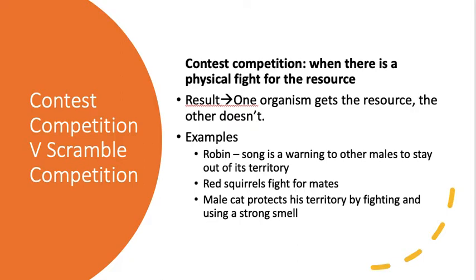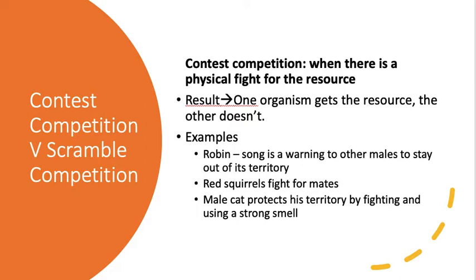Now that brings us to another two terms that come up under the heading of competition. So far we've had our intraspecific, meaning within a species, and interspecific, meaning between two different species. Now we have contest competition versus scramble competition, and the explanations of these two different terms are fairly obvious from the name. So contest competition is where there's an actual physical fight for the resource. So if you go back to those stags that we were looking at earlier, they were actively fighting for a mate. The result of contest competition is that one organism gets the resource and the other doesn't.